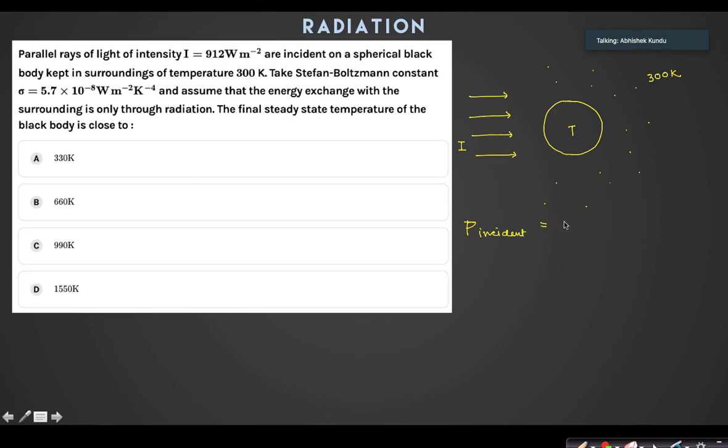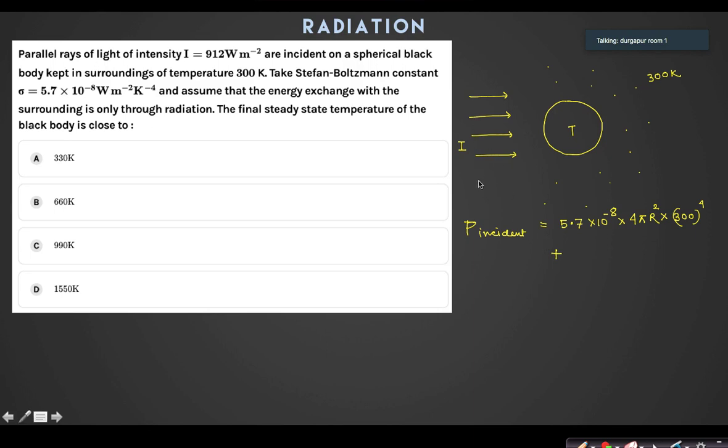Due to this surrounding, what is the power that will be incident on it? 5.7 into 10 to the power minus 8, it is sigma, into area. So the power is sigma into area, area is 4 pi r square, into 300 to the power 4, right? Sir, but area is not needed. Area not needed, it will cancel out. All right, let us check.